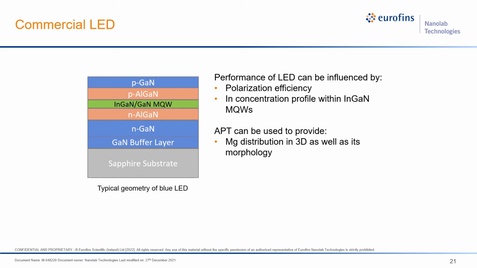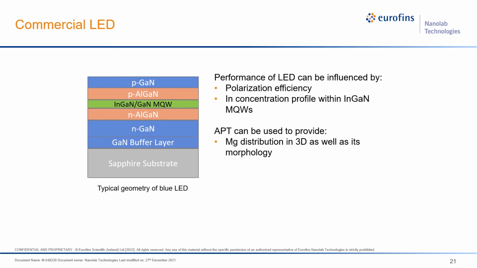These devices have a very complex heterojunction stack. The example shown here is for a blue LED, which contains your gallium nitride and aluminum gallium nitride layers, the P-type and the N-type layers, and sandwiched between them is a multiple quantum well structure which contains indium, which is used to modulate the band gap and provide a true blue LED.